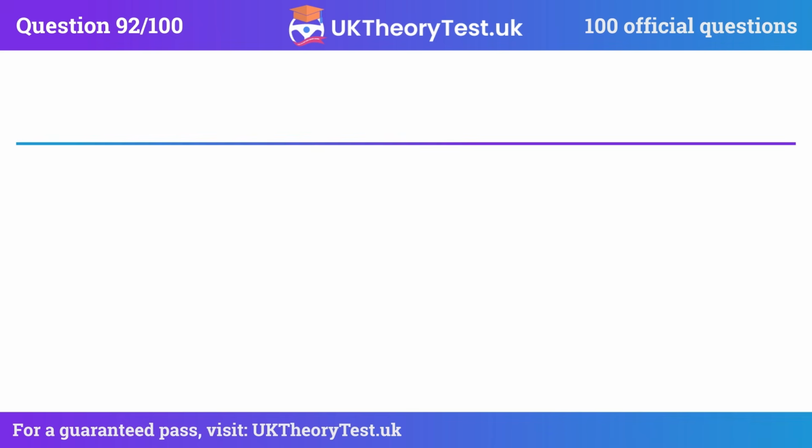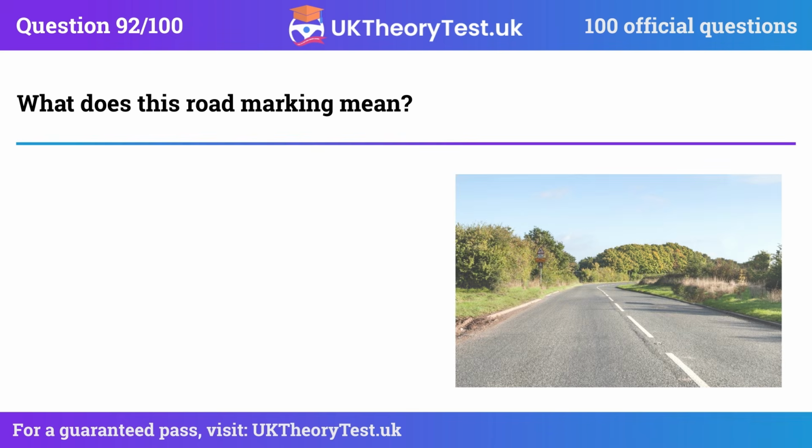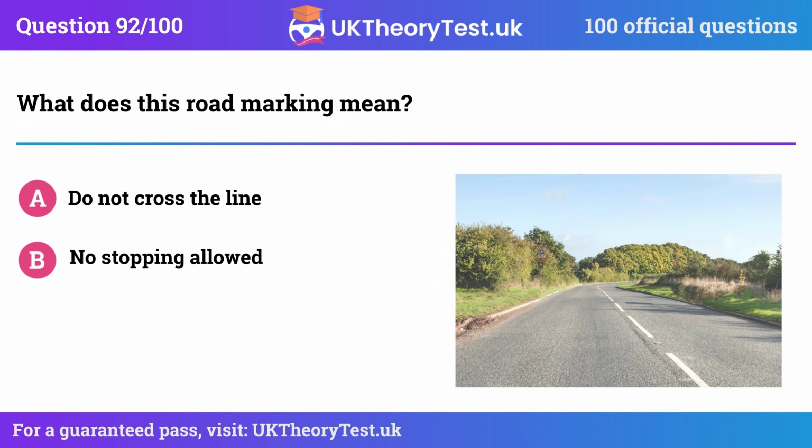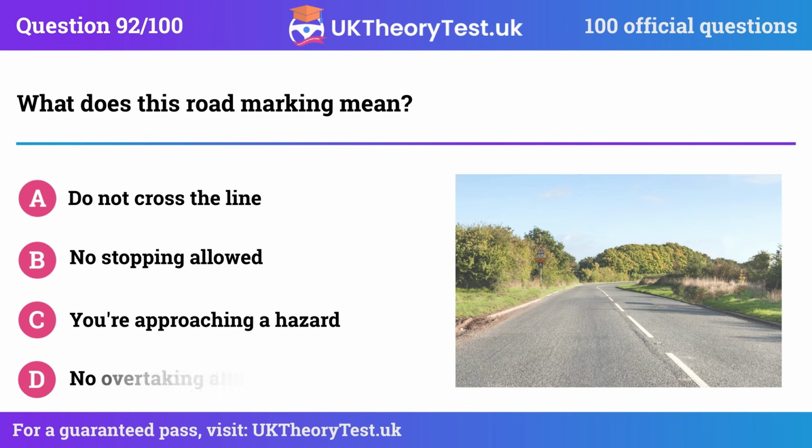Question 92. What does this road marking mean? A. Do not cross the line. B. No stopping allowed. C. You're approaching a hazard. D. No overtaking allowed.